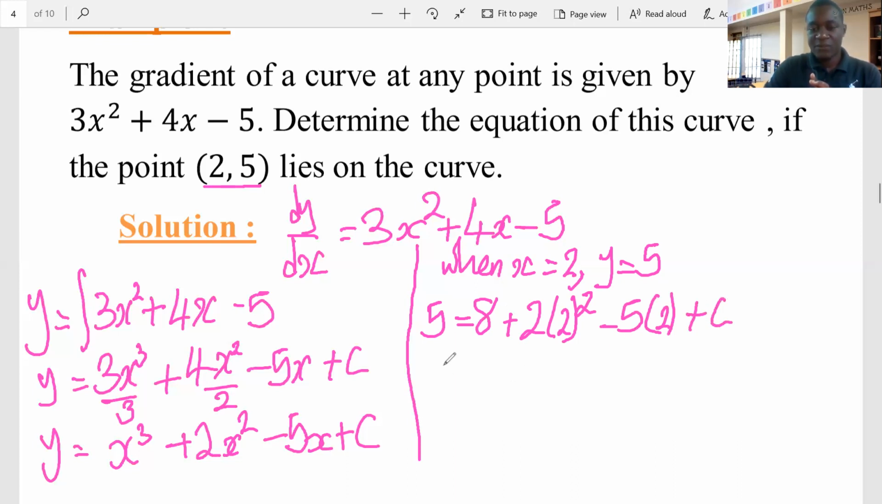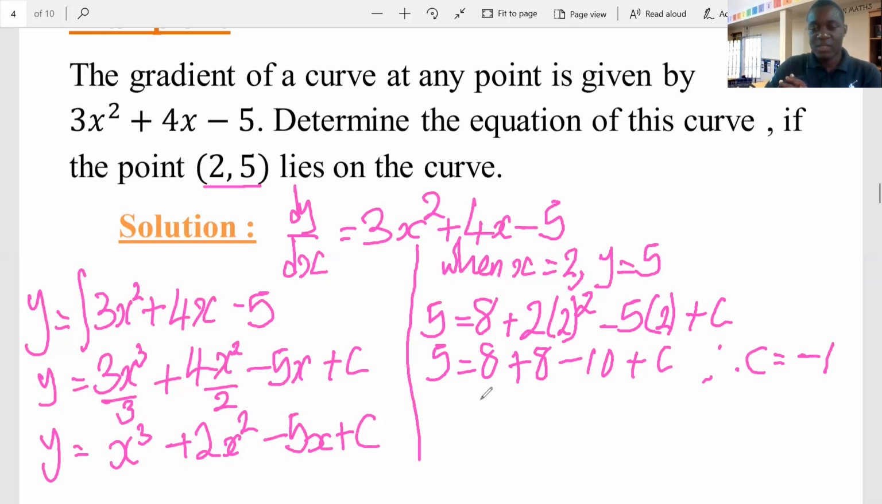Now, if you evaluate all of this, you're going to have 5 equal to 8 plus 2 times 2 is 4 times 2, that's another 8, then we have minus 10, then we have plus c. Now, if we solve all of this, that will be 16 minus 10, that will be 6. If you work this out, you find out that your c is going to be equal to minus 1.